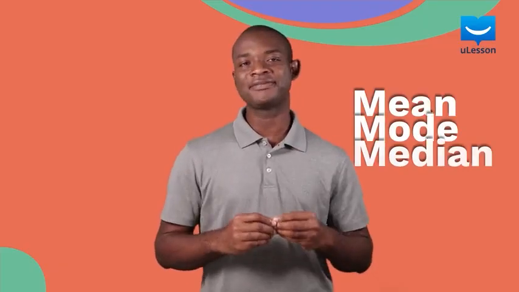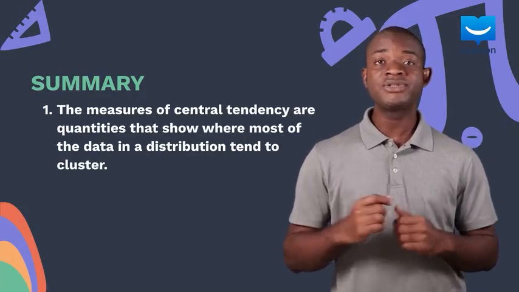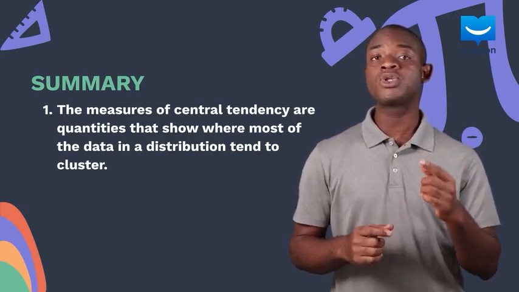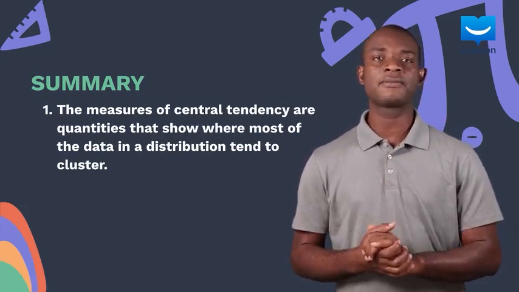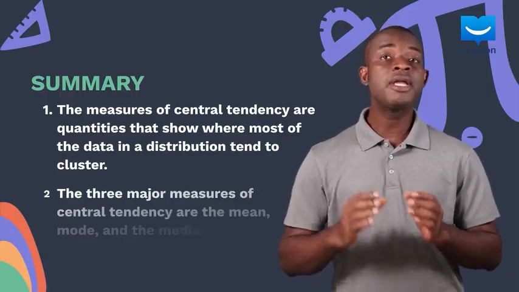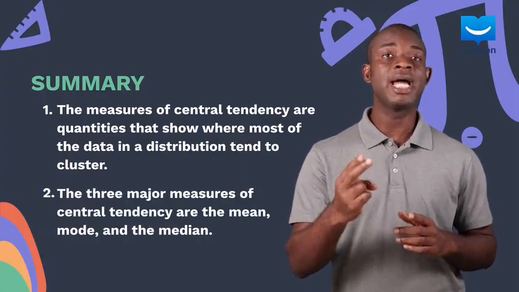In summary, we have seen that the measures of central tendency are quantities that show where most of the data in a distribution tend to cluster. Also, the three major measures of central tendency are mean, median, and the mode.